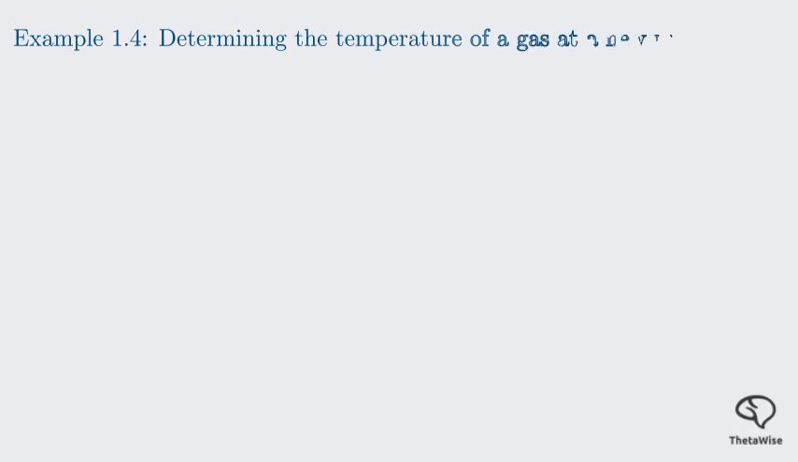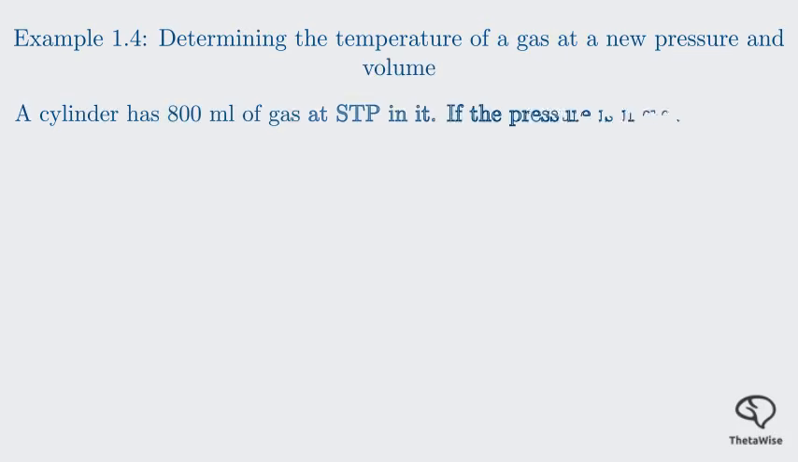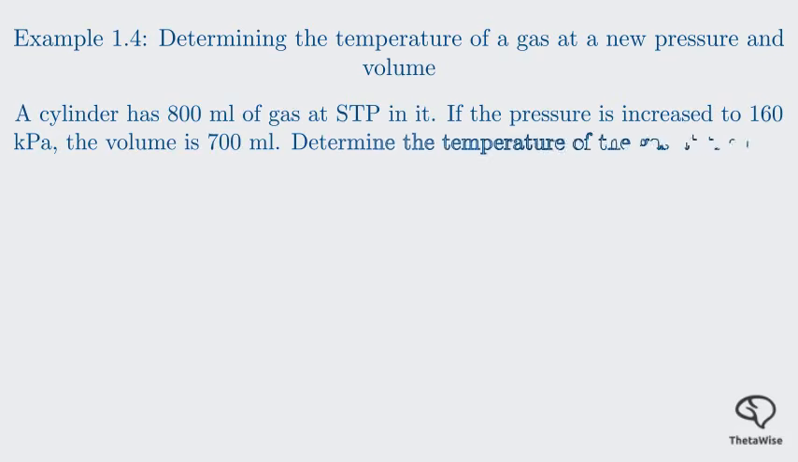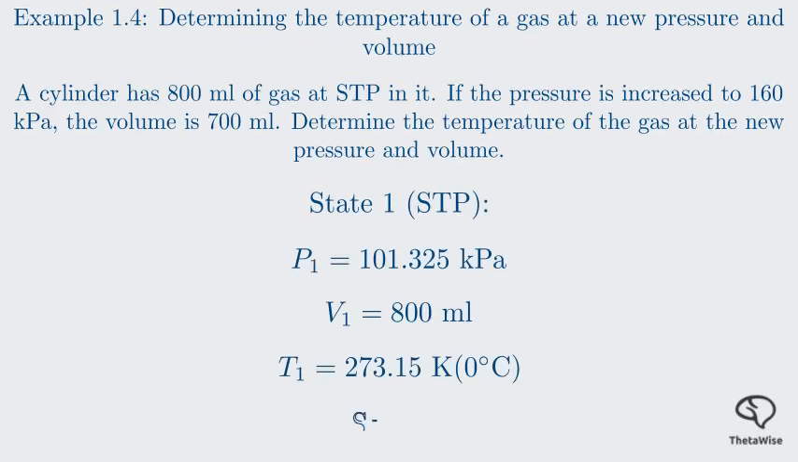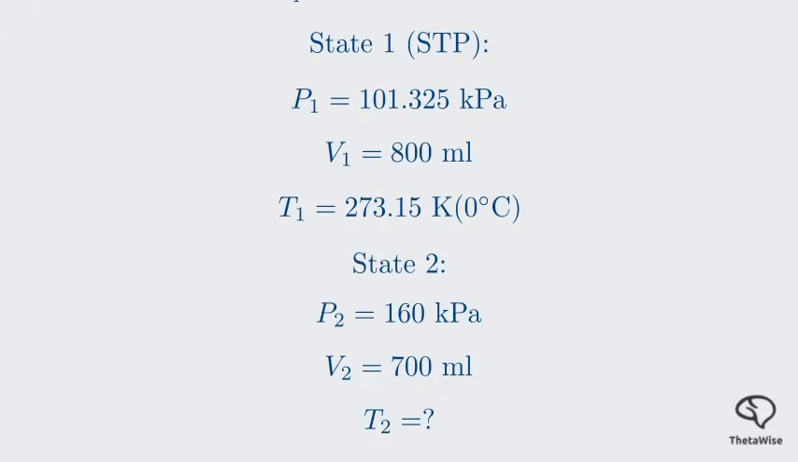This problem combines STP with the combined gas law. The problem asks for the new temperature of a gas when its pressure and volume change from STP conditions. Let's first list our initial and final states. State 1 is at STP. We know the pressure is 101.325 kilopascals and the temperature is 273.15 Kelvin. The initial volume is 800 milliliters. State 2 has a new pressure of 160 kilopascals and a new volume of 700 milliliters. We need to find the new temperature, T2.